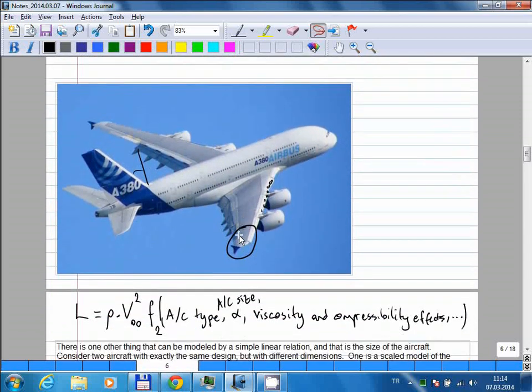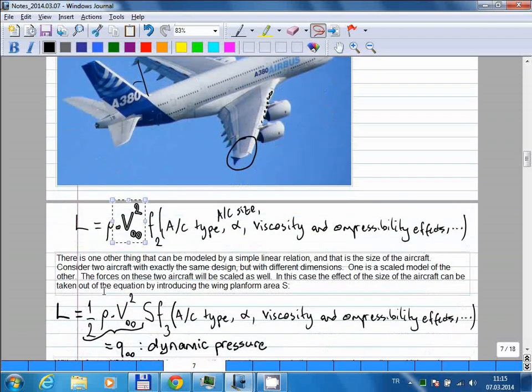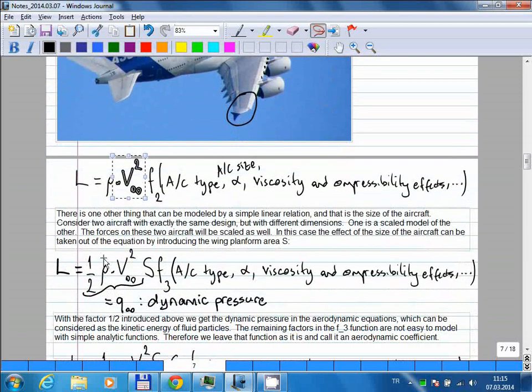So the next thing is the speed of the free stream flow. I said several times already in this course that the forces depend on the square of the flow speed. Okay, so this is a known fact. So that can be taken outside the equation as a square term, v squared. So that was easy as well.